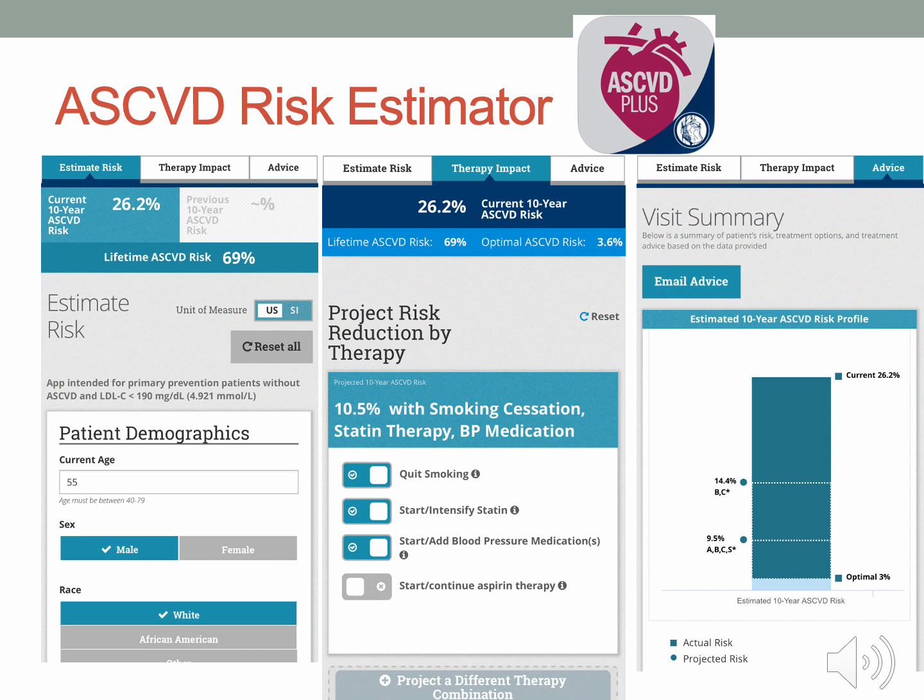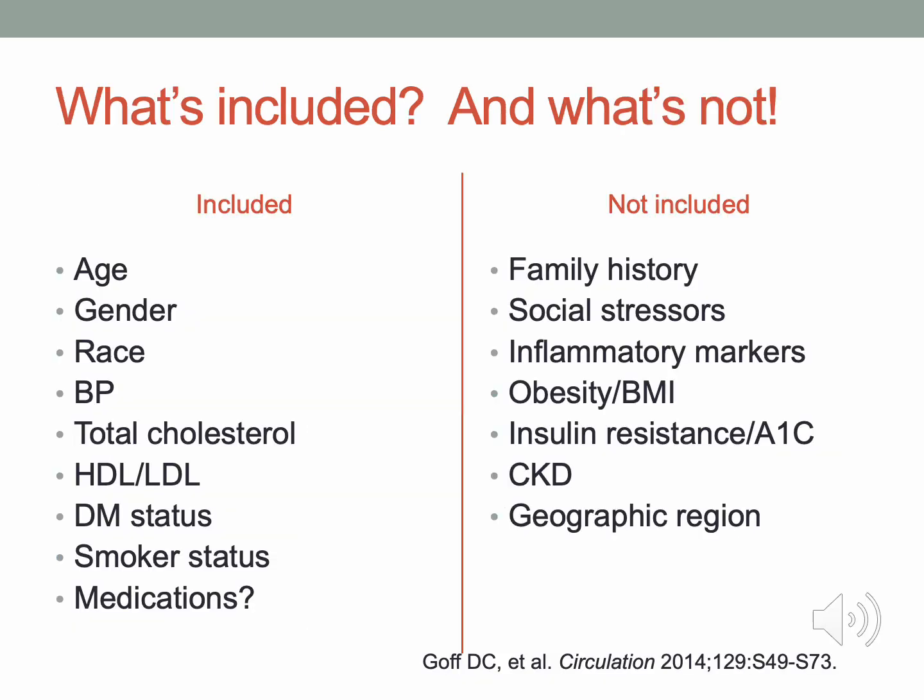When I ask you to estimate someone's ASCVD risk, though, you have to know what is included and what's not included so that you can make a proper risk assessment. And after you've done a few of these calculations, you'll understand very quickly what's included, and that is a patient's age, whether they're male or female, their race, their systolic and diastolic blood pressure, total cholesterol, HDL, LDL, whether or not they have been diagnosed with diabetes, and whether or not they're a current or a former smoker, and what medications they may be receiving for blood pressure, if they're on a statin or aspirin.